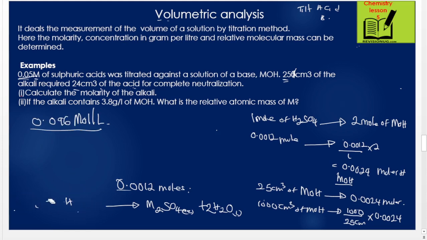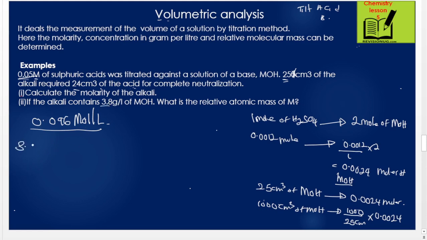Then our second question here, they are telling us that after doing this one, find, if the alkali contains 3.8 grams per liter of MOH, what is the relative atomic mass? To get the relative atomic mass, we have to get the relative formula mass of MOH. This means that in 1 liter, 3.8 grams represent 0.096 moles, because these are moles in liters.